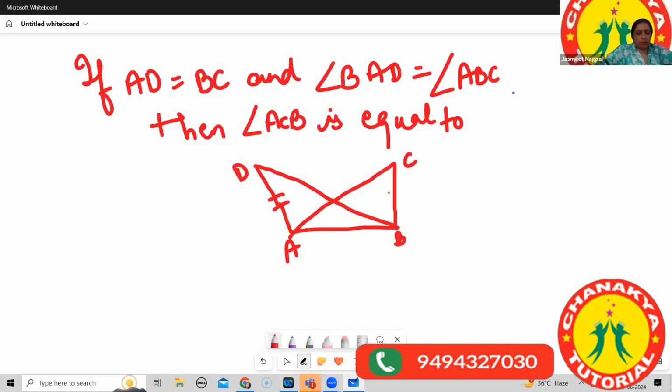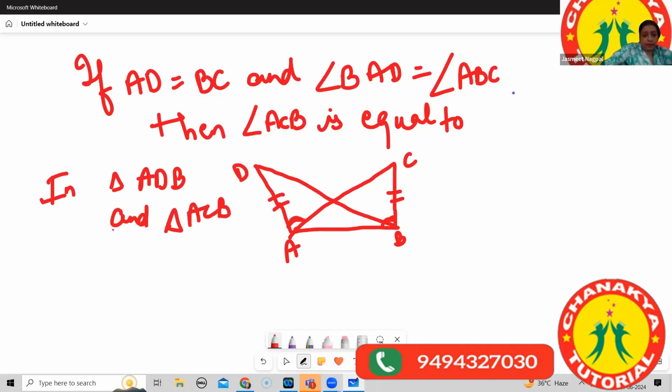Side is given to you. Angle you have to choose. AD equals BC is given, and BAD, that one, ABC, this one is also equal. Now ACB is equal to, now you will show it. And the way to write in triangle: firstly you will write in triangle ADB and ACB. This is mandatory.